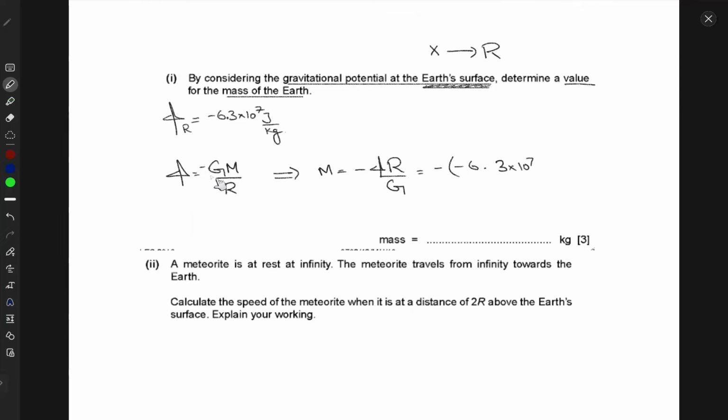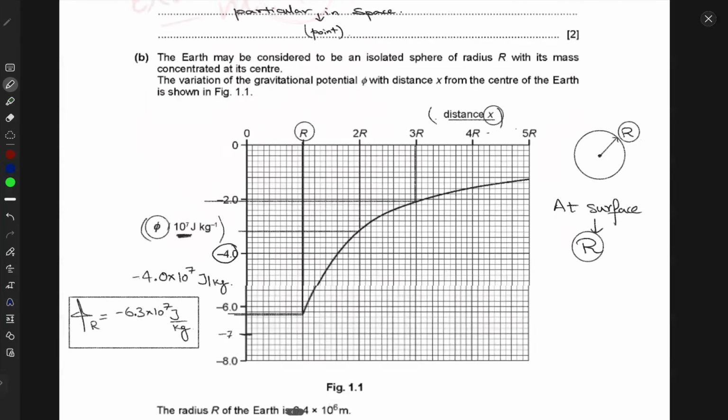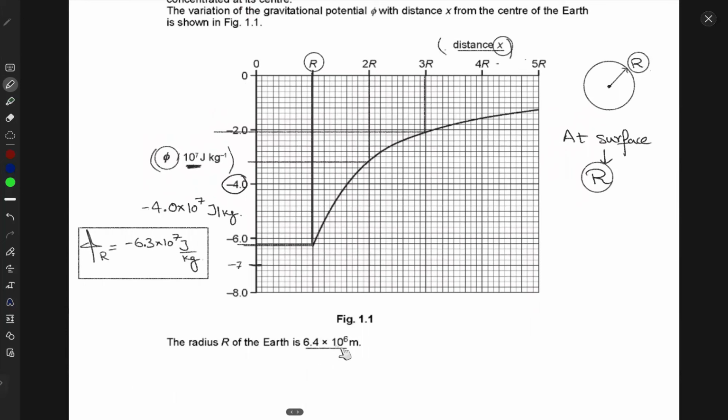So all we did was we used this expression to write an expression for mass, which is minus phi r over G. And the value for phi from the graph, as we read, is minus 6.3 times 10^7. Just putting it in here, we were doing this, and I guess the class was over last time. So this is minus 6.3 times 10^7, but now we have to multiply this with r. But r is what? The radius of the Earth. It is given over here, it's 6.4 times 10^6 meters.